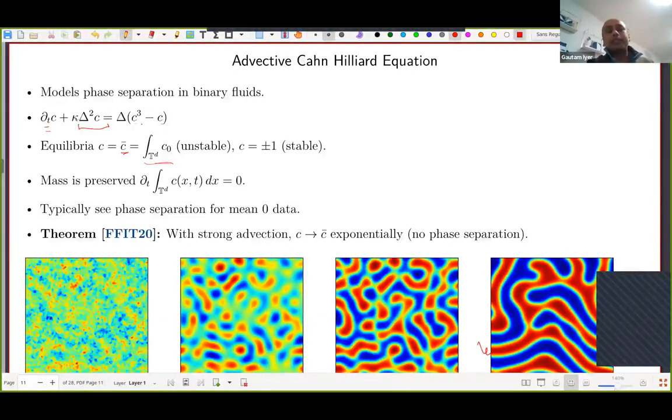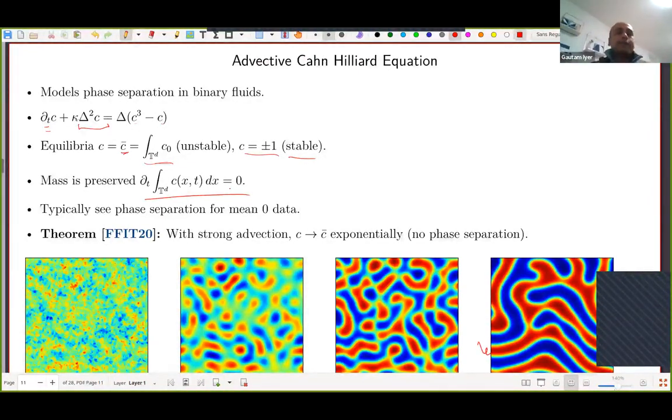And then look at the two zeros of the potential, which are plus and minus 1. Those are two stable equilibria. Mass is preserved, so whatever initial concentration average I start with just stays the same, just by integrating this equation. And what we typically see is when I put in mean zero data, I see phase separation.